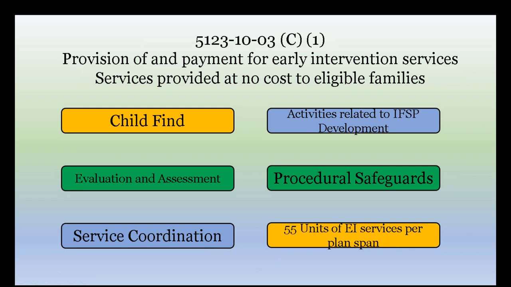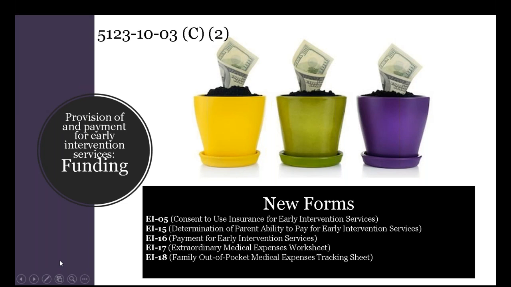C2 of the rule lists the 5 sources that should be reviewed as possible funding sources for the early intervention services that were just identified. These resources are county boards, private insurance, public insurance, parent cost participation, and the department. So for any early intervention service that is identified and put on your IFSP grid, as a service coordinator, you need to be looking at these 5 funding sources and determine which one is best for paying for your early intervention services.